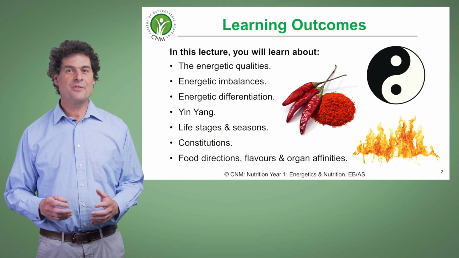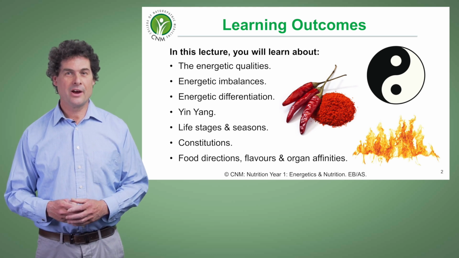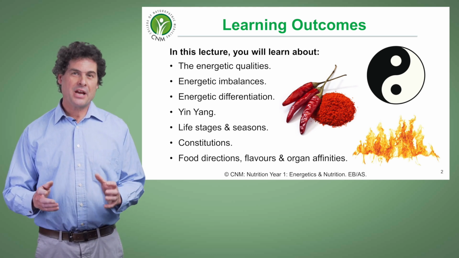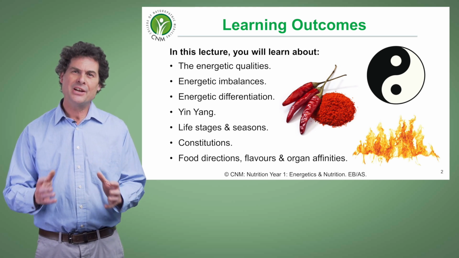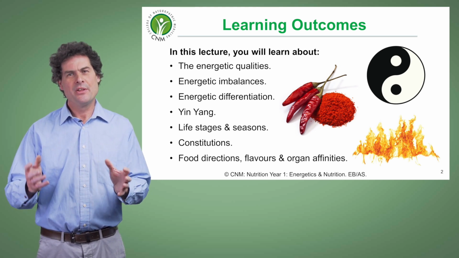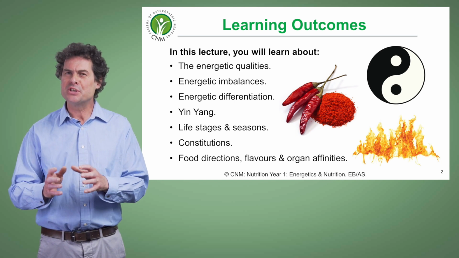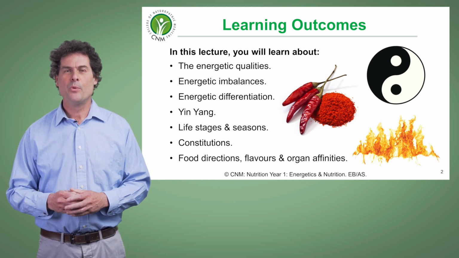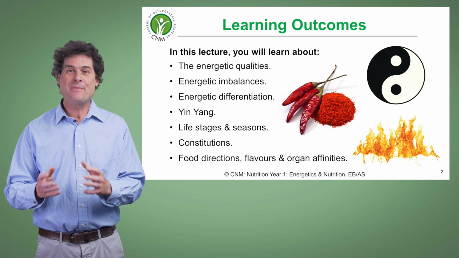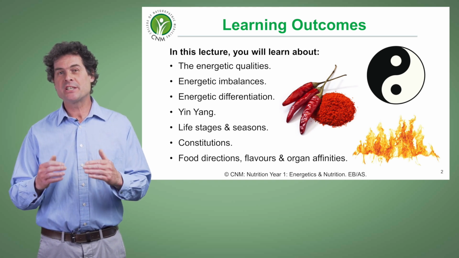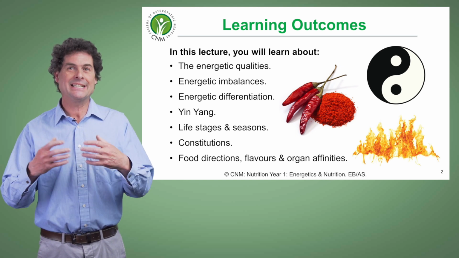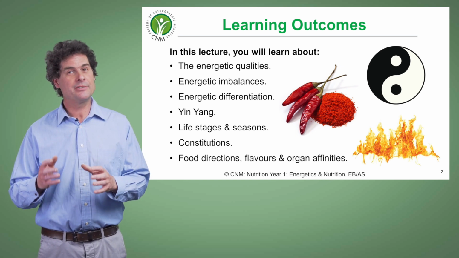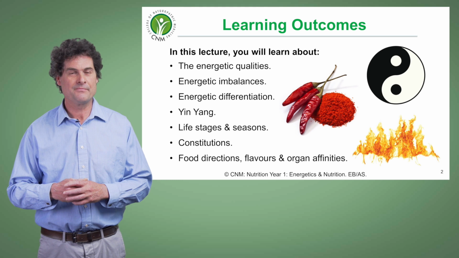So, in this lecture, we're going to cover the following learning outcomes. The first area we're going to look at is the energetic qualities, these broad energetic characteristics that we find in health and disease and the environment. We're going to be looking at energetic imbalance, how these different energetic qualities can become deficient or excessive in the system, and these excesses are what lead to characteristic patterns of ill health.